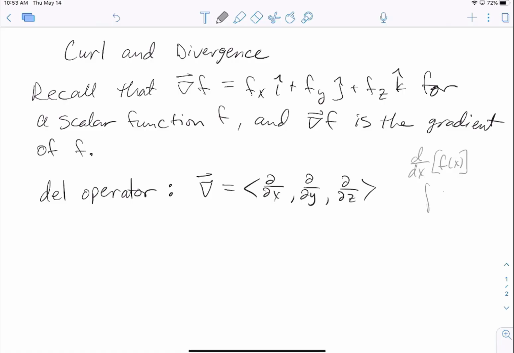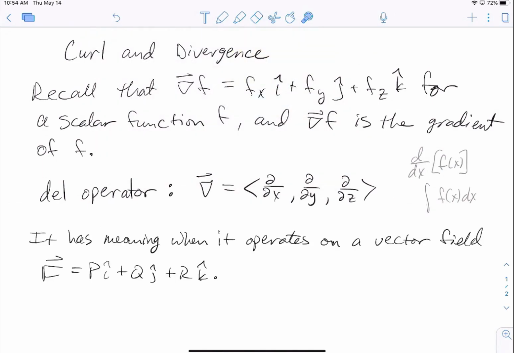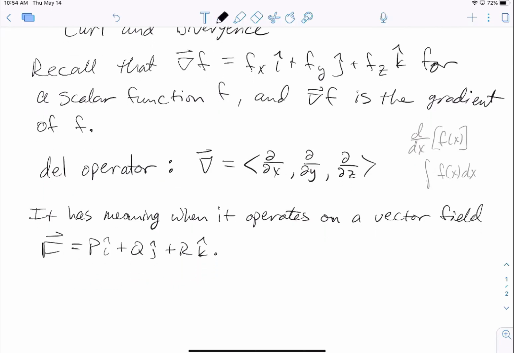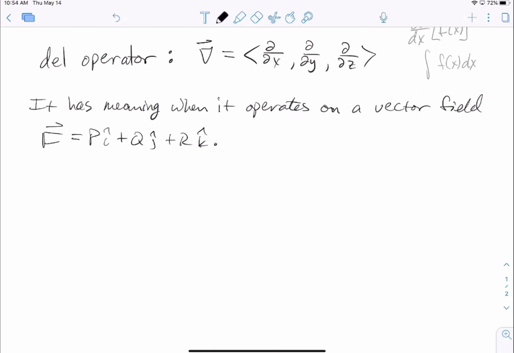Likewise, an integral is an operator. It acts on a function, say f of x, right? The integral symbol by itself doesn't have any meaning, but when you pair it with a function, then it does. The del operator is similar in that respect. It has meaning when it operates on a vector field F equals P i plus Q j plus R k. It can act on these vector fields in two ways, and that's what this section is about.